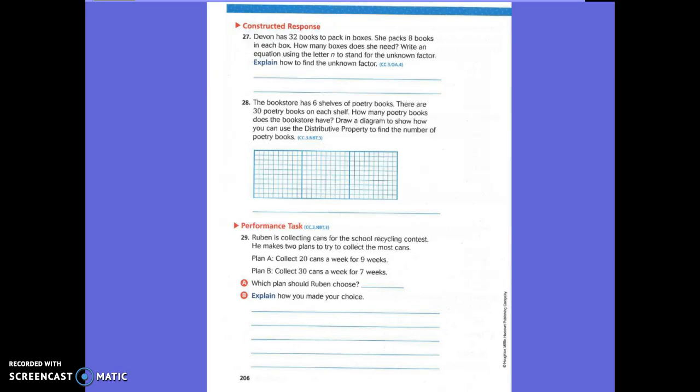Okay, we know there are 32 books, and we know they are packed in boxes, but we don't know how many boxes. But we do know that there are 8 books in each box. What is our problem going to be? How are we going to write this equation using the letter N for the thing that we don't know? What are we going to do?